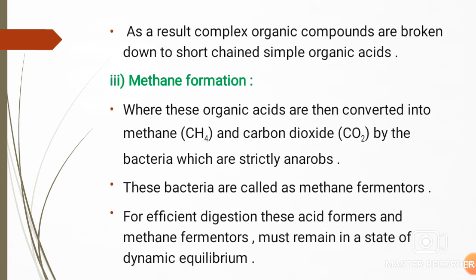And the third one is methane formation, where these organic acids are converted into methane, CH4, and carbon dioxide, CO2, by bacteria which are strictly anaerobes. The anaerobic bacteria used in this third phase convert the organic acid formed in the second phase, the acid formation stage, into methane gas, CH4, and carbon dioxide gas, CO2.